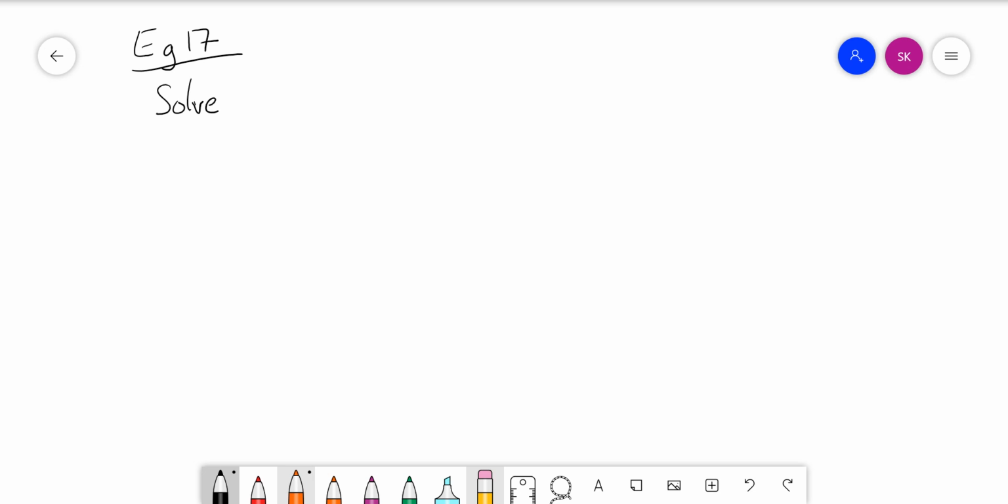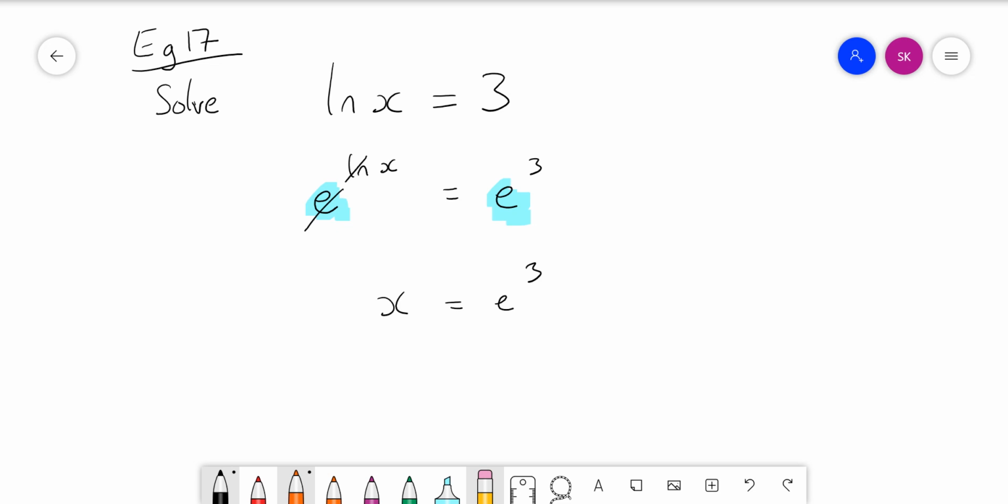So the other way round is, if you're given a question, solve ln of x equal to 3. Now, just like ln cancelled out e, if we raise e to the power of both sides, so we write e to the power of ln x equals e to the 3. So do it to one side, do it to the other. Then the e and the ln cancel each other out, and we're left with x equals e to the power of 3. Hopefully, you can spot why that works.